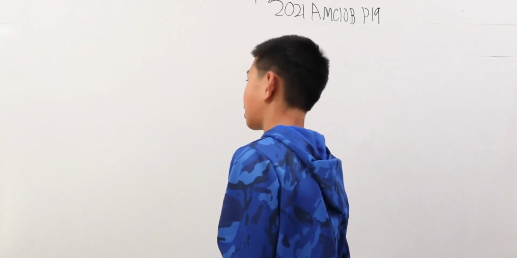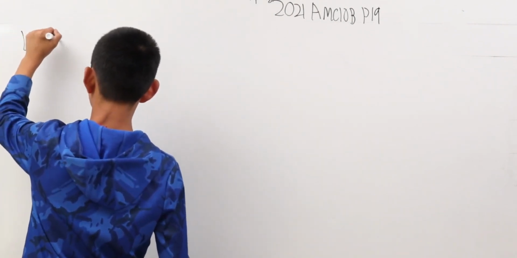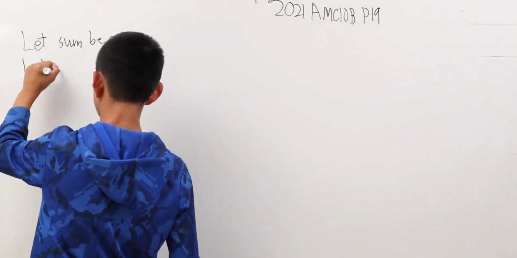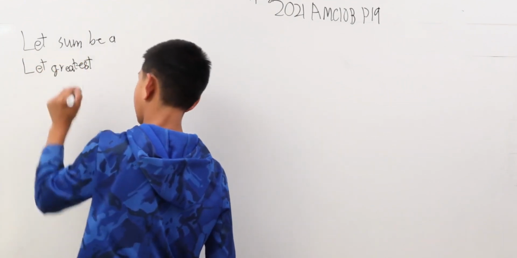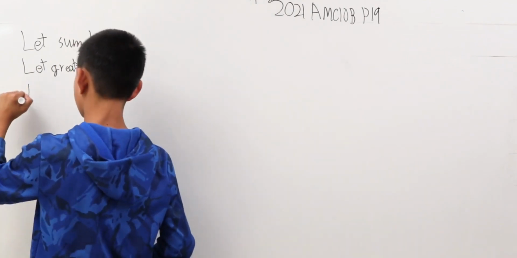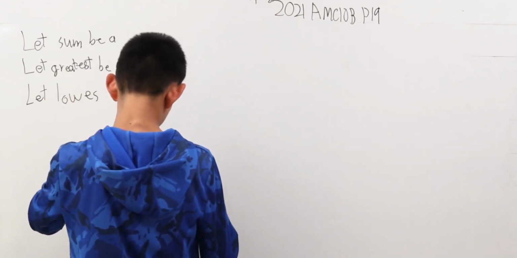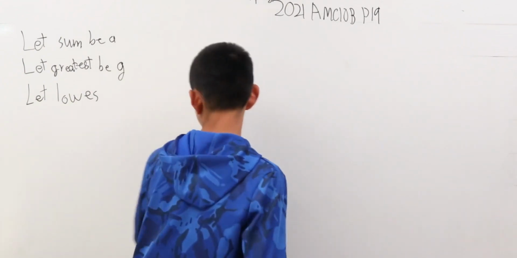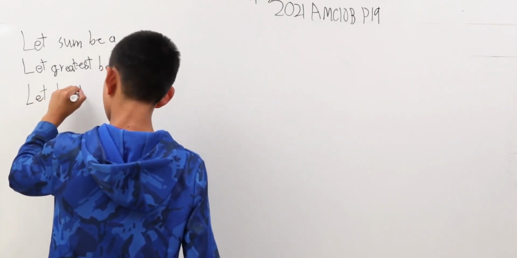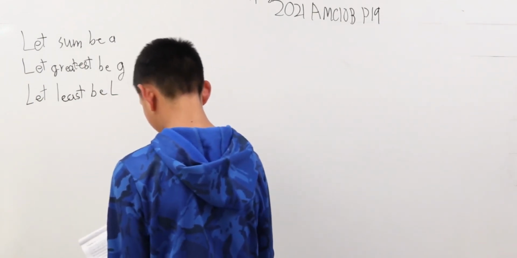So let's just do substitution to make this a lot easier. On substitution, let's use variables. So we let the sum be A. Let the greatest integer in the set be G, because it's the greatest. Now let the lowest, I'll just write least, because that's what the problem says, be L. Now we can write a system of equations for what the problem gave us.